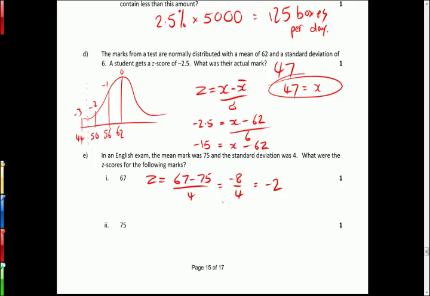But it won't always be perfect. This one's an easy one, though. The mean mark was 75. What's a z-score for getting a 75? It's naught. If you get the mean, it's a z-score of naught. The formula will do it anyway. If we're talking about 75, subtracting the mean and dividing by the standard deviation, we get naught on 4. How many 4s are in naught? Naught.